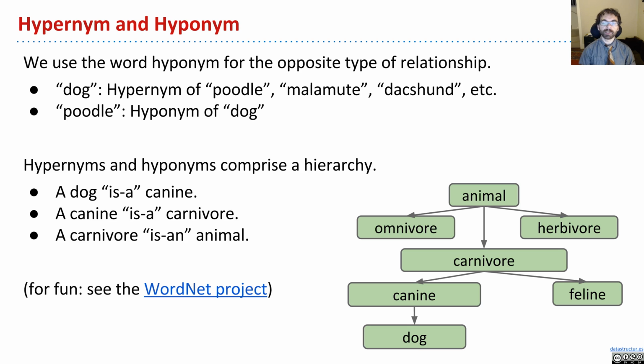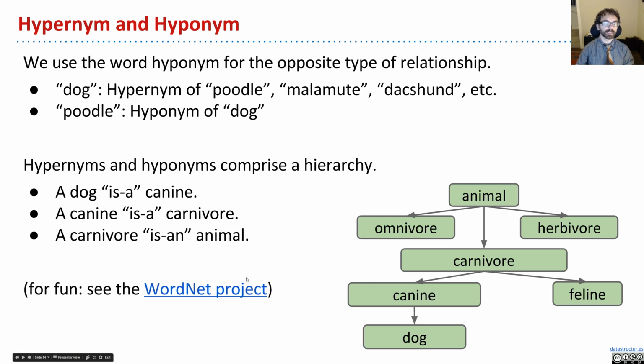So hypernyms and hyponyms compose a hierarchy and keep going. So for example, a dog is a canine is a carnivore is an animal, and so forth. So these is-a relationships, as they're called, like a canine is a carnivore. You can build this network actually for every noun in English.